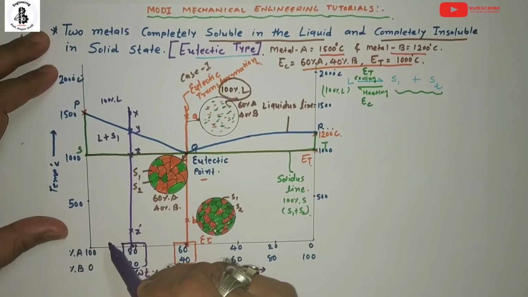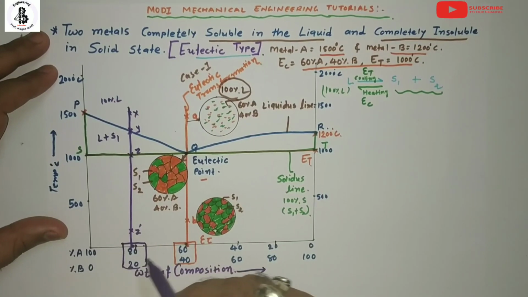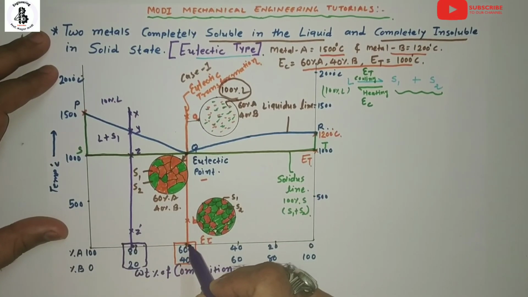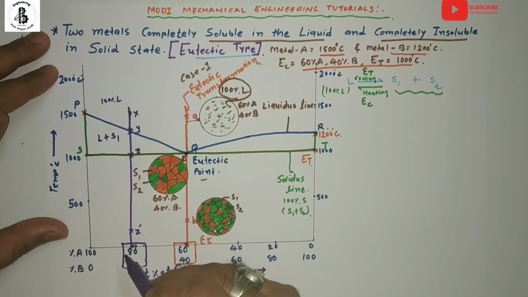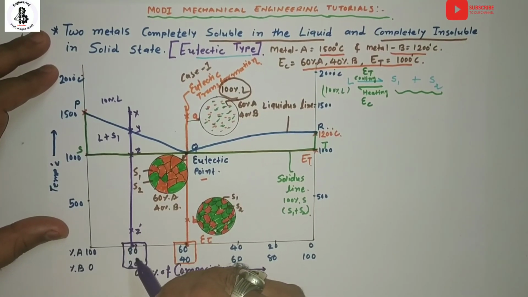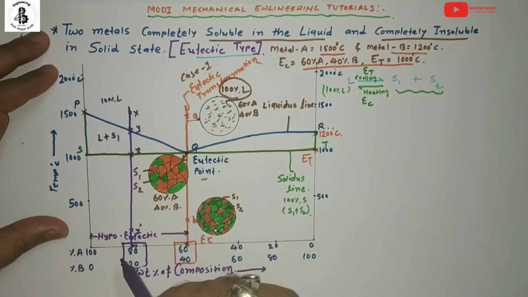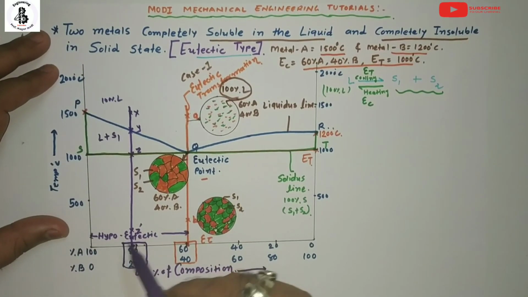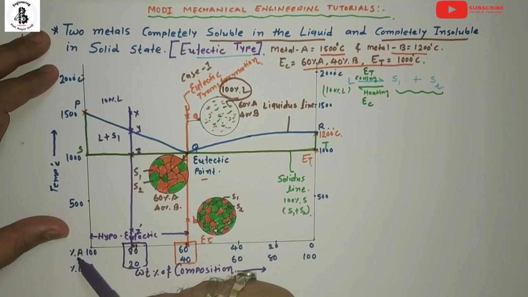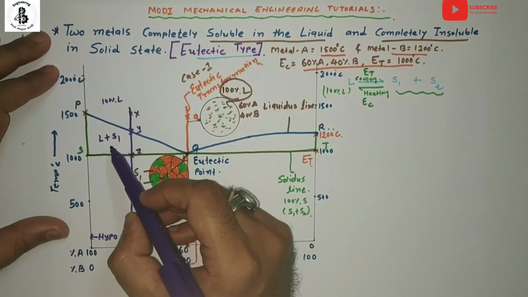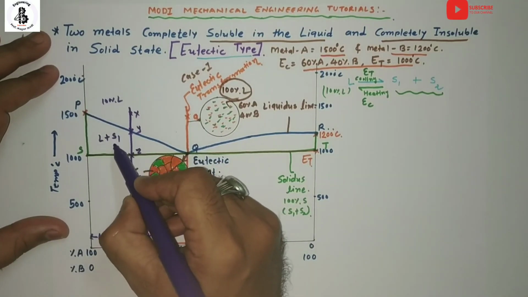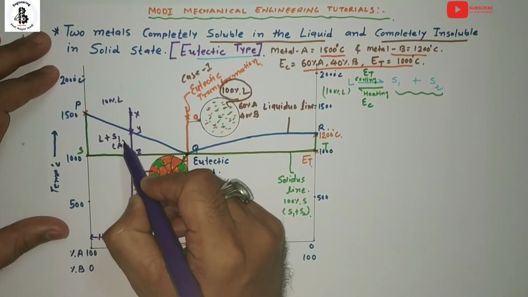So this side, or you can say any point before the eutectic composition, it will be known as a hypoeutectic transformation. So in the case of the hypoeutectic transformation, the majority is metal A, which is on the higher side, so it forms liquid plus solid 1, and that solid 1 will be from metal A.